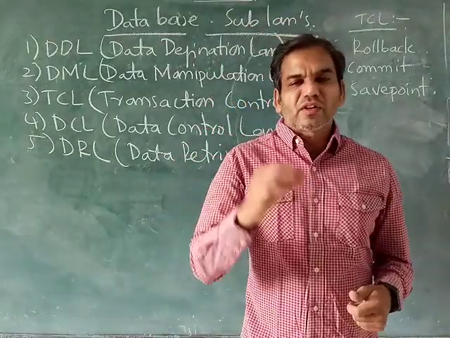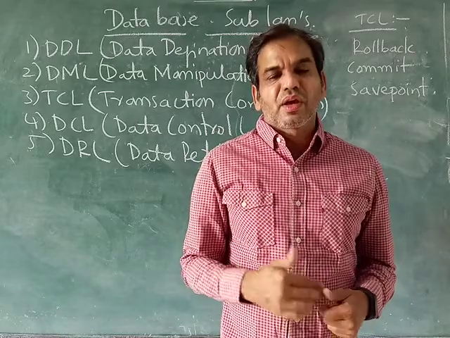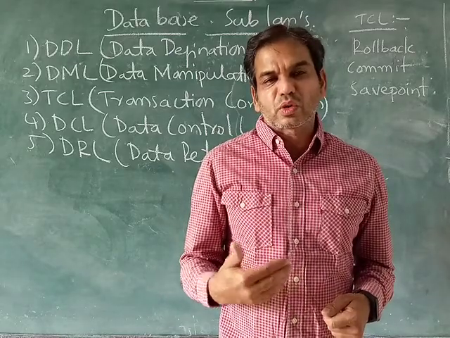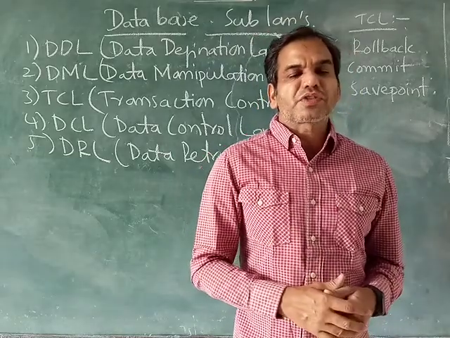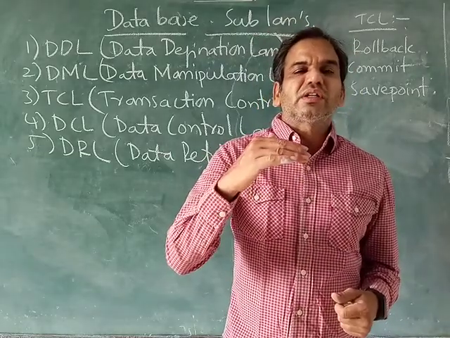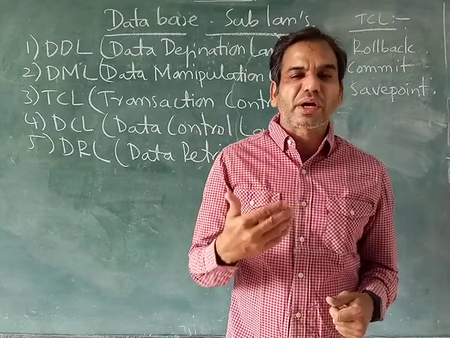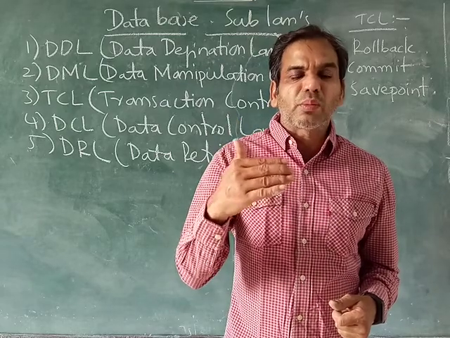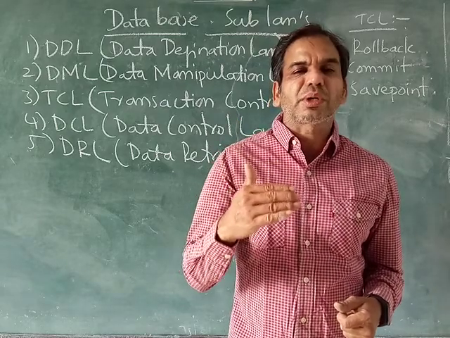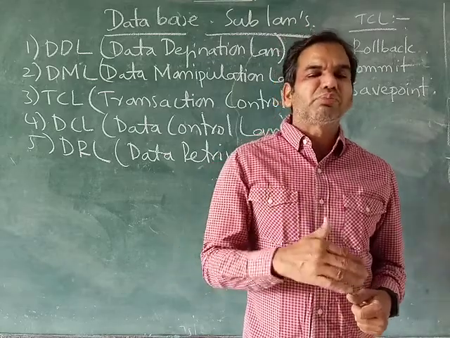Then savepoint, the third one. Suppose we performed 20 transactions and you specified a rollback, then all 20 transactions will be cancelled. With the help of savepoint, if you want to roll back only the last 10 transactions, we can roll back from a particular location to a particular location, not all the transactions which were performed previously.